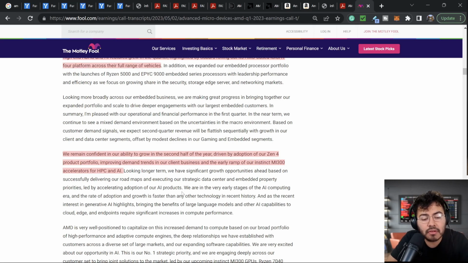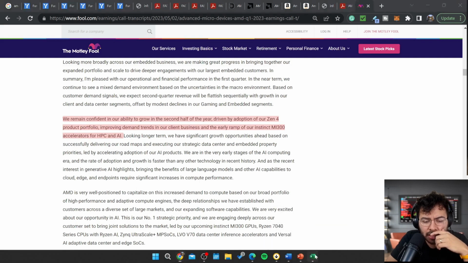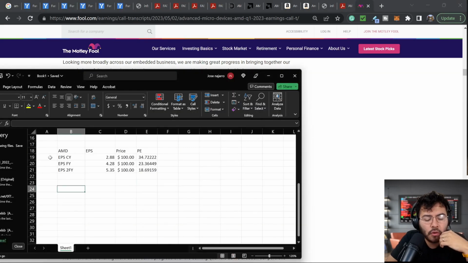I do believe it's very, very bullish for the company as well. The company also remains confident in their ability to grow in the second half of the year, driven by adoption of their SAN4 product portfolio, and also with upcoming lines like the MI300, which is going to be an accelerator for high-performance computing. So, like I mentioned, I don't think AMD is one that's crazily overvalued. I do believe that if we can get it below $100, that would be very, very attractive. But even right now at 110, looking at those PE ratios, I don't think things look half bad.